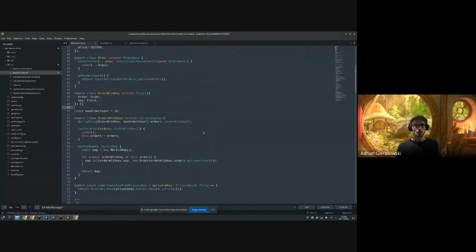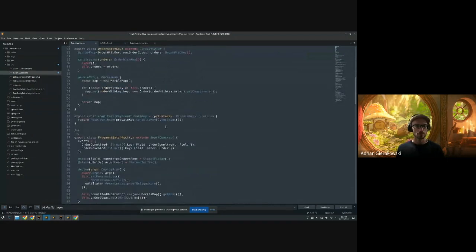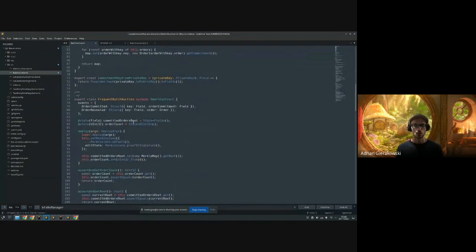Okay, so in this one, we only have one piece of state, or two pieces of state. Initially, it was just one. So we have the root of the Merkle map, which is under the hood implemented with a Merkle tree. And then there is the order count. Currently, actually, I believe order count is not used for anything.